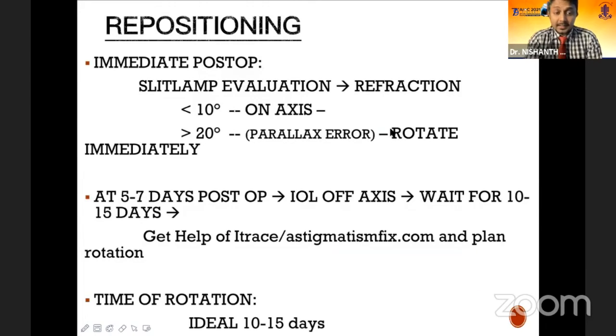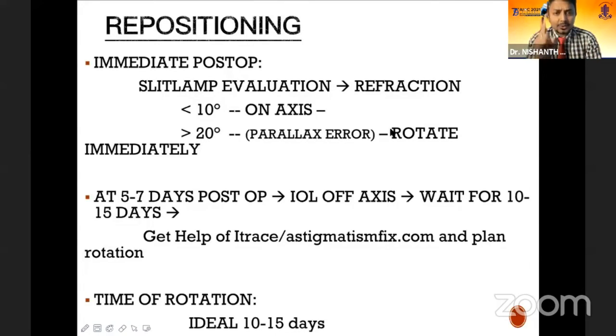Repositioning, as I told, is immediate, seen in the slit lamp. If it is less than 10 degrees and on axis, you can try to leave it. If there is more than 20 degrees with the parallax error, definitely one has to rotate it immediately. So after 5 or 6 days, 1 week post-op, if you find that it is off axis, you should always wait for around 10-15 days, because that is where the bag is starting to get phimosed, so you don't know exactly whether that is going to be the final refraction or it might change.